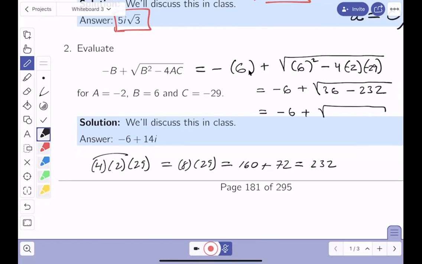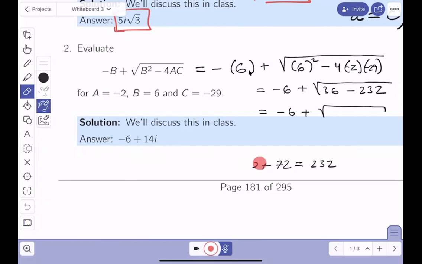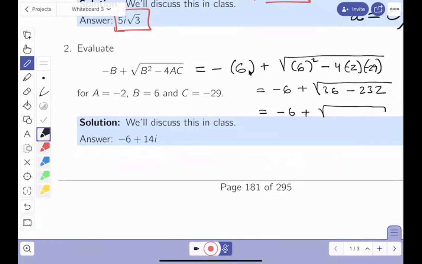I'm gonna erase my baby arithmetic on the side. I don't really need it. And I'm gonna do some more baby arithmetic. I'm gonna take 36 from 232. Write this down for you. Yeah, I know it's negative. I'm just writing down the baby arithmetic over here. And what's it gonna give you? Well, if I looked at it, looks like 196.